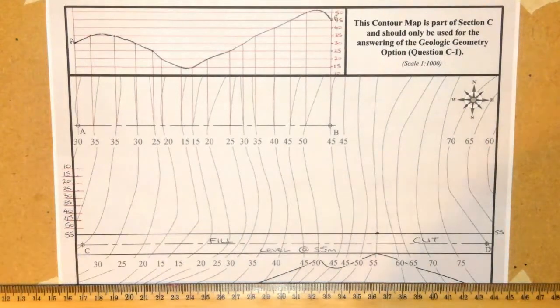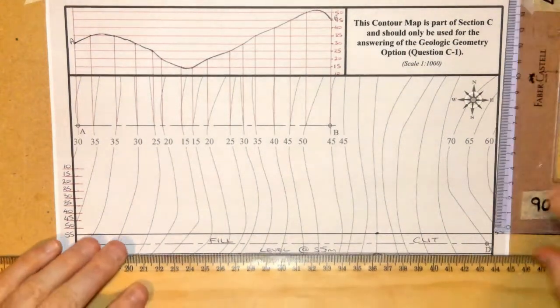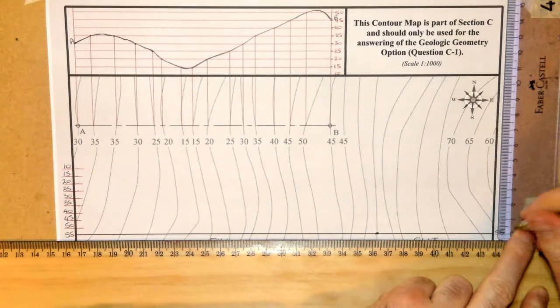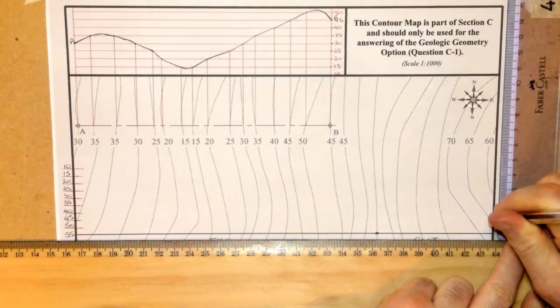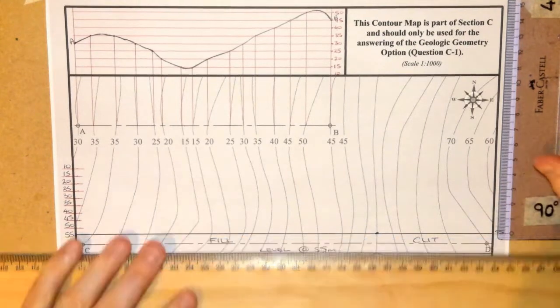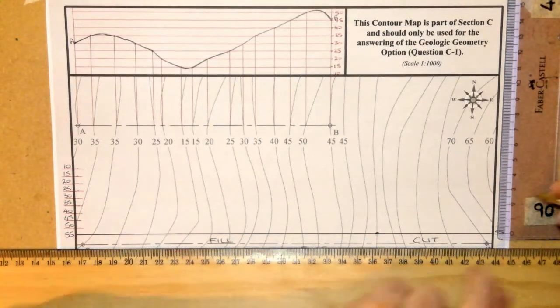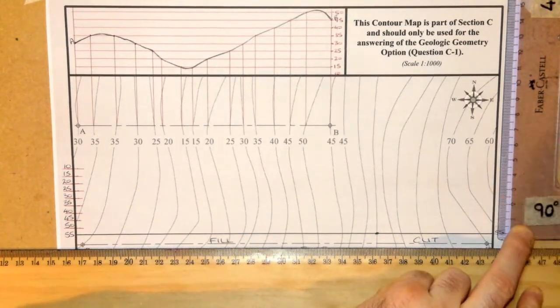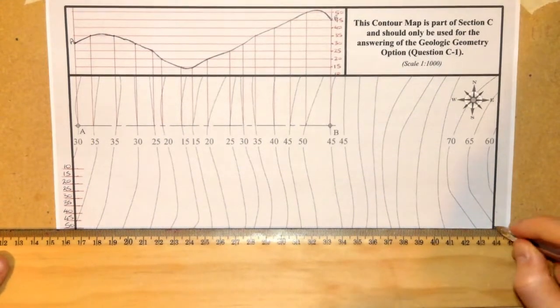Okay, now at the other side of the road, where it's a cut, it's actually going to go up. So I'll measure up in 5s again, 55, 60, 65, 70. And we have a 75 as well actually, yeah. So I'll mark those out as well.